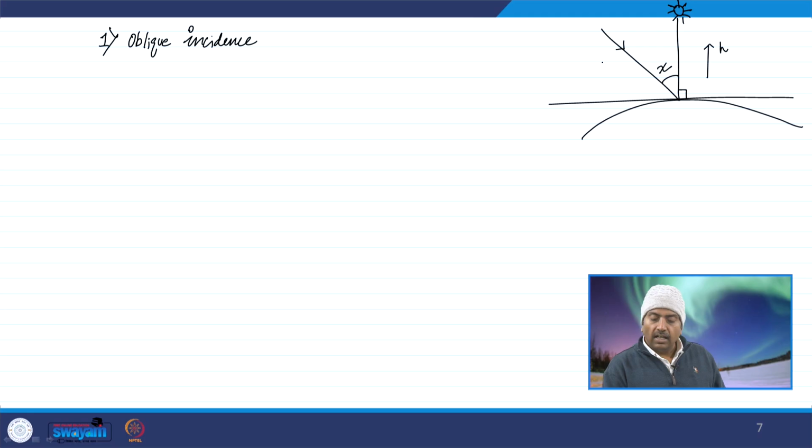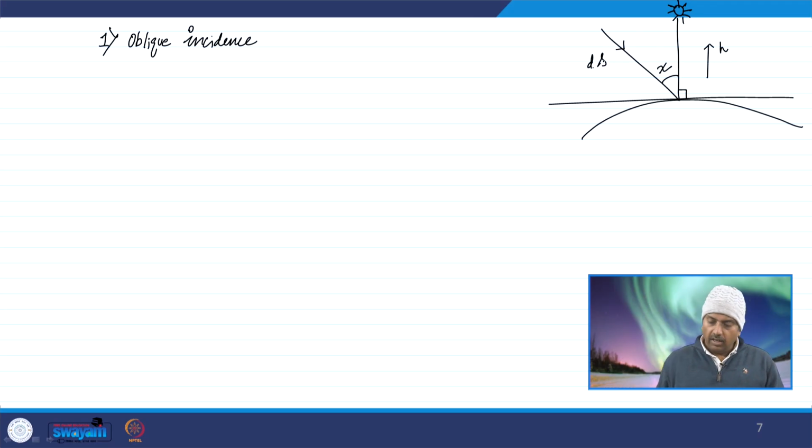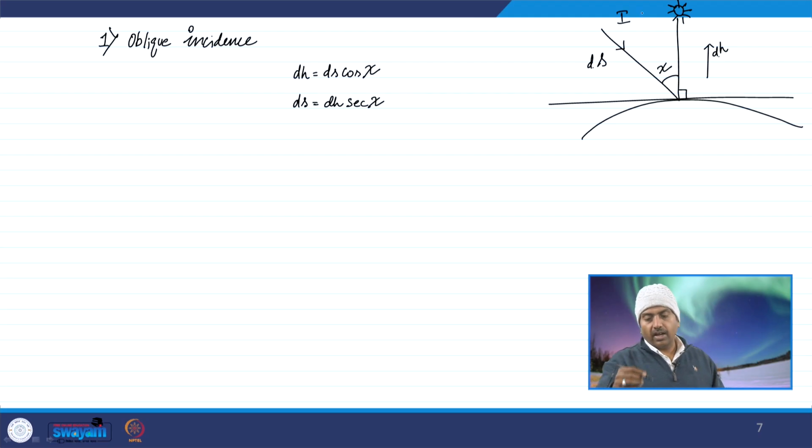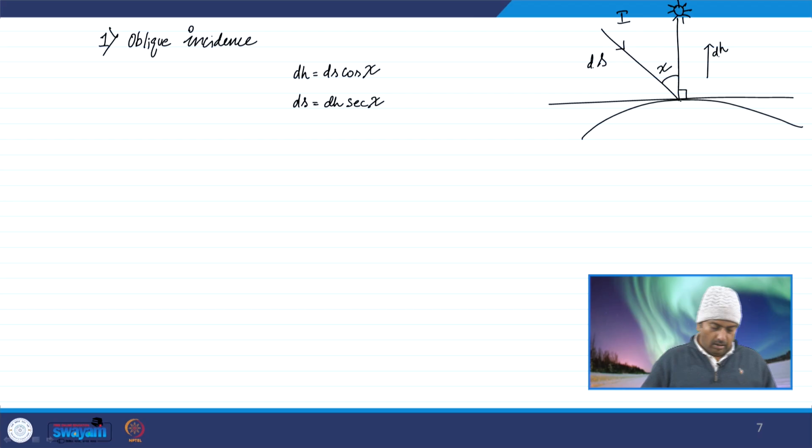We define this length coordinate as small s, or ds. As the beam is traveling in an oblique direction, we can relate the distances dh and ds as dh is ds cos chi, so ds is dh secant chi. So, the intensity I is traveling towards the surface in this way.